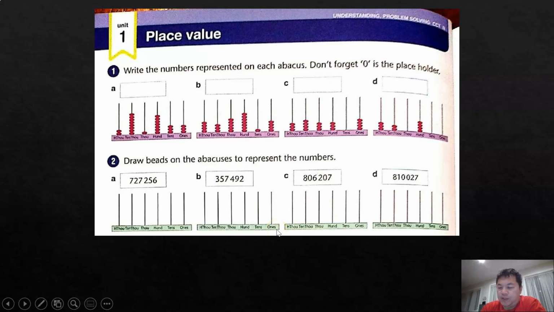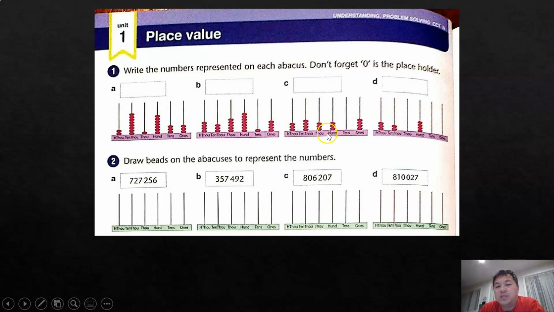Yep, the first activity is actually on place value. So you're supposed to read off from the abacus to write down the value that is shown on the abacus. Let's use C as an example. So for this case, look at the 100,000. There are 3 beads here.